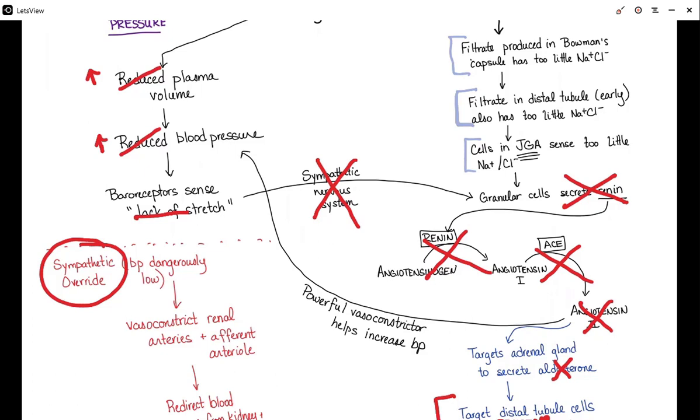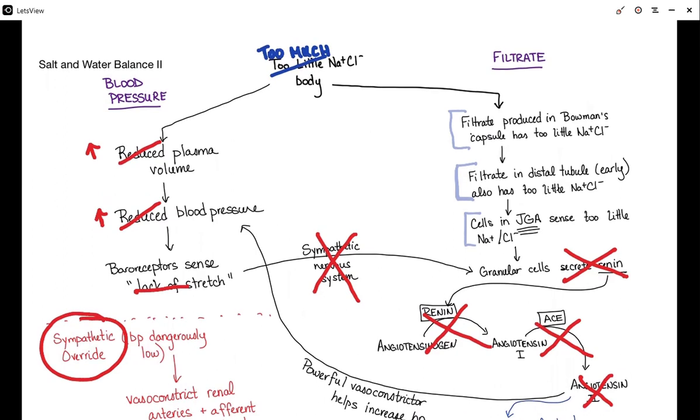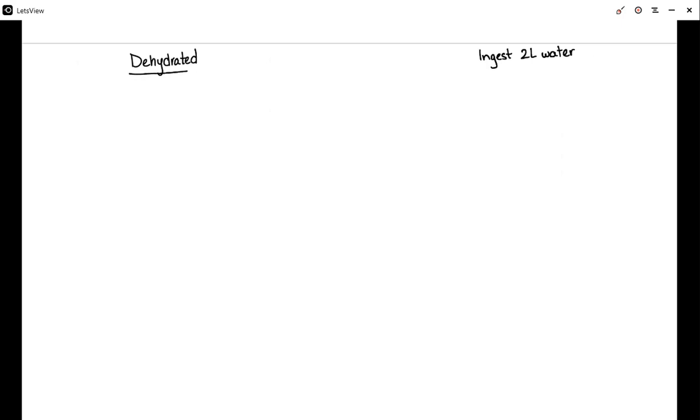Okay, so we have now covered the mechanisms by which the salt balance is achieved in our body. We are now briefly going to talk about water balance, which luckily is a lot easier. So let's talk about what happens when our body is dehydrated versus when we've, let's just say, ingested 2 liters of water and our water reserves are too high. Let's start with being dehydrated.